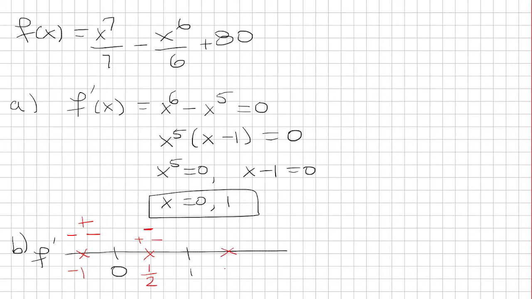And let's pick a number greater than 1, let's say 2. So 2 to the 5th is positive. 2 minus 1 is positive. Positive times a positive is positive. So now we have to look at these three signs. When the derivative is positive, that means f is increasing.